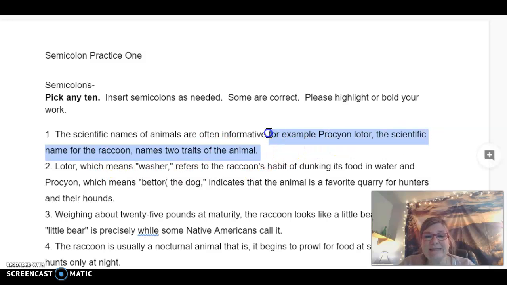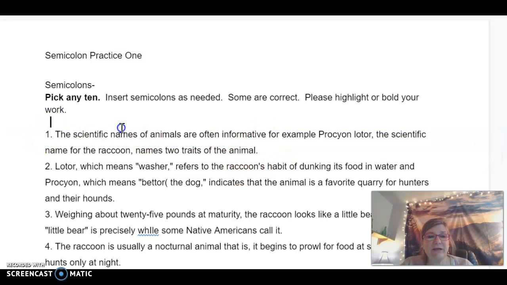Well, I think this goes together, for example, and the rest of the sentence does make sense. It can stand on its own. And on the other hand, we have this first part that could stand on its own. So what I would do here is put a semicolon right there.